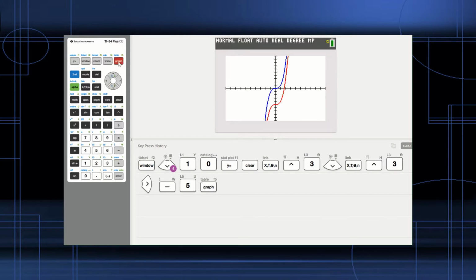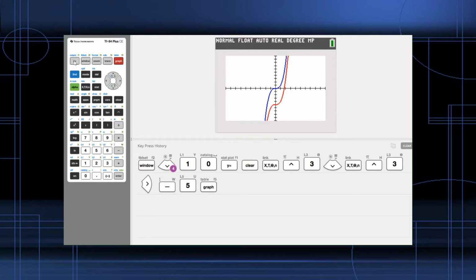All right, so there's our parent function, and then there is our translation of 5 units down. 1, 2, 3, 4, 5. And so we see that it didn't really move along the horizontal axis. It just shifted down by 5.